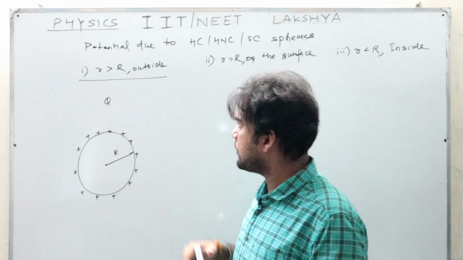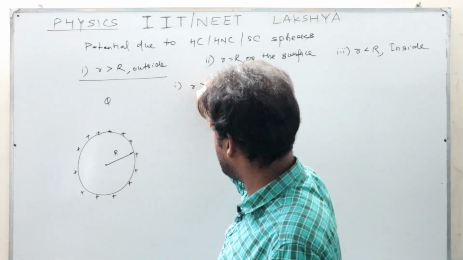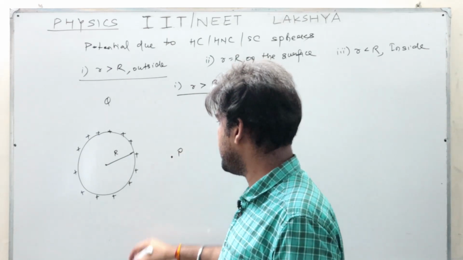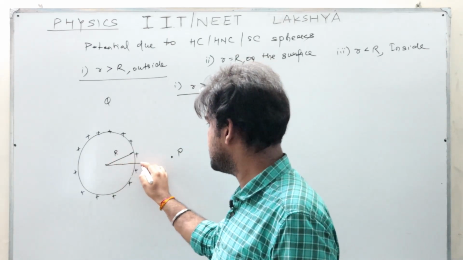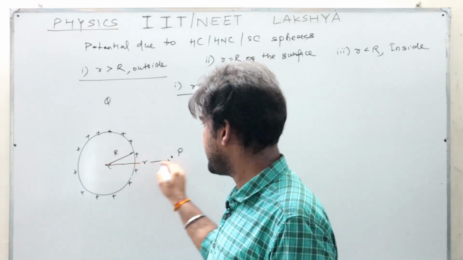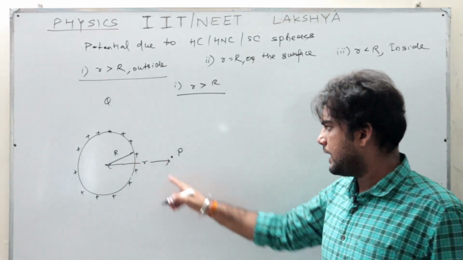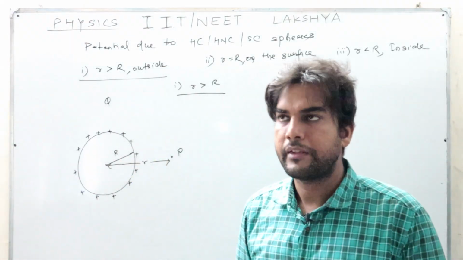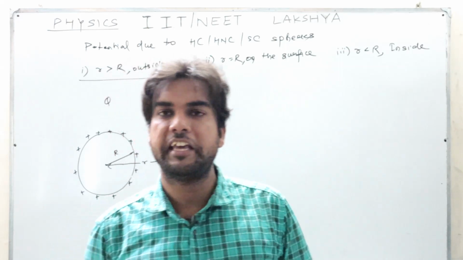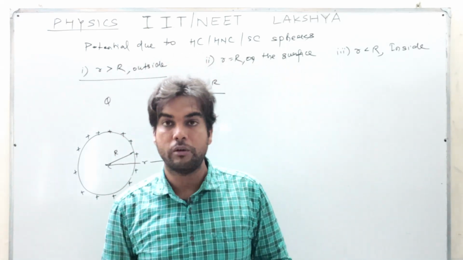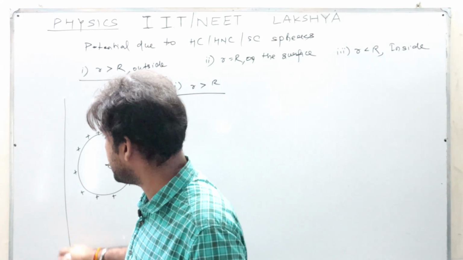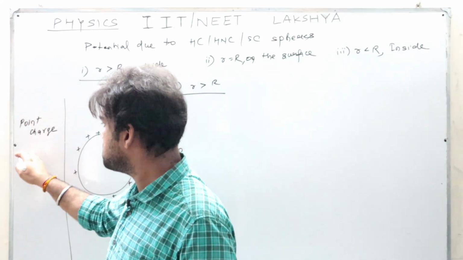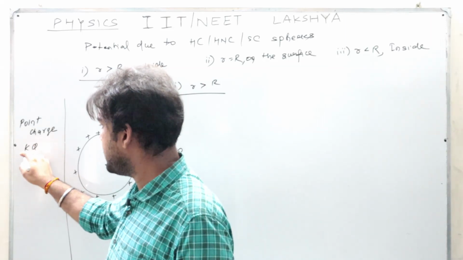So we are taking the case of outside, that is case 1, R is greater than r. Let us say at some specific point P, this is your R. At this point P, we need to discuss the potential due to this charged sphere. Due to a point charge, you know the formula is kq by R. If I just revise the formulas, due to a point charge, your formula is kq by R.